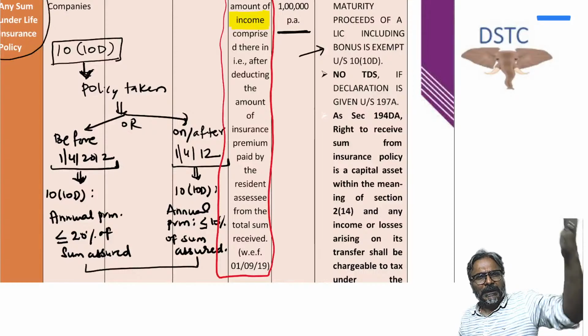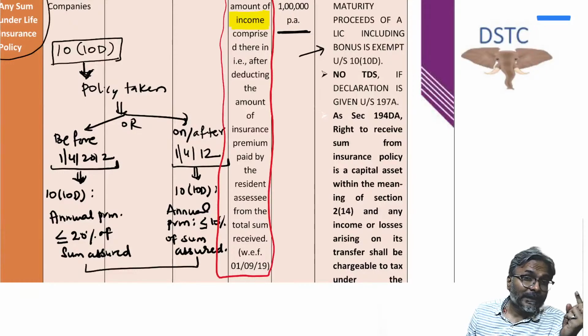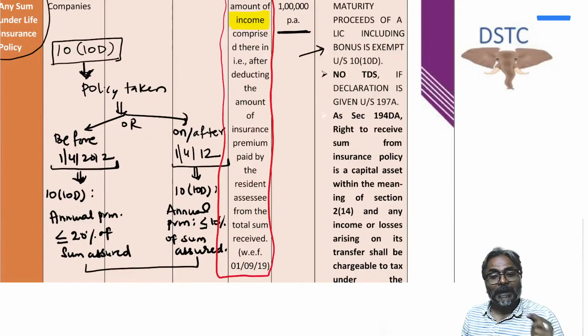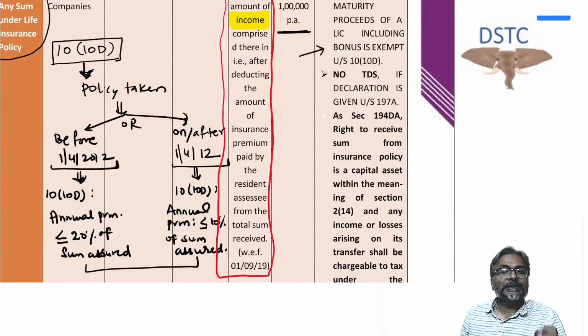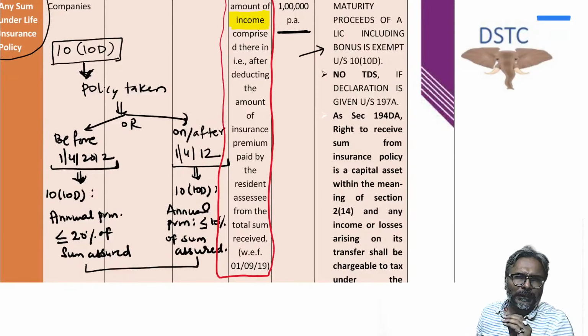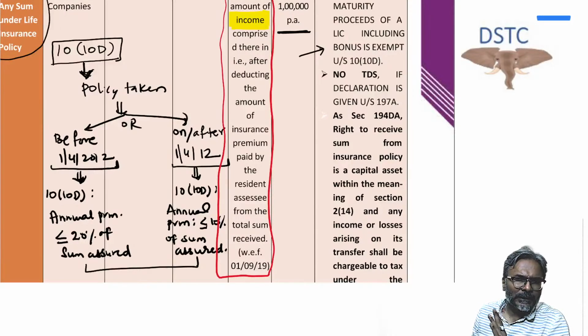Income would be the amount received minus what, students? The premium paid so far. That becomes the income in the hands of the policyholder. Is that point clear to all of you, students? Every one of you. So this is how things are in this context.